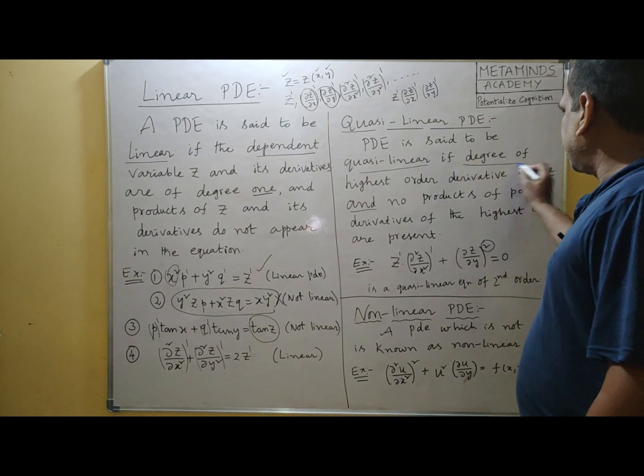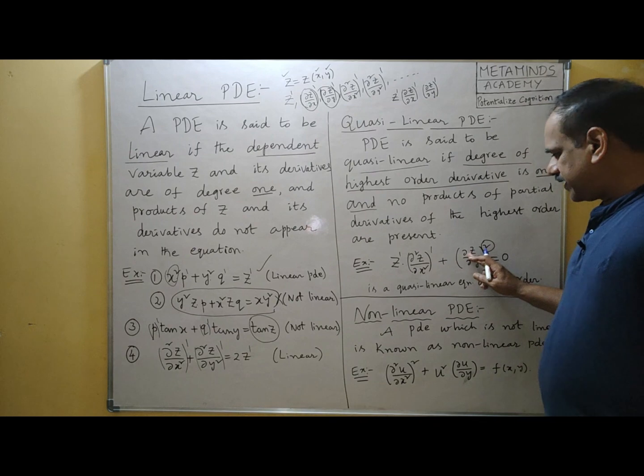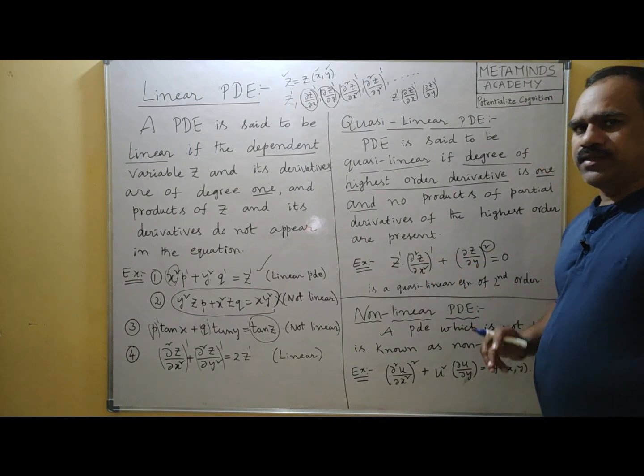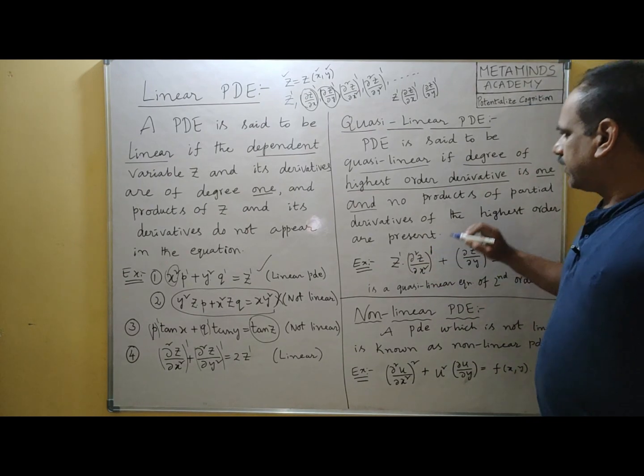We have the degree of the highest order derivative. What is the highest order derivative? This is a first order derivative. This is a second order derivative, ∂²z/∂x². The highest order derivative is ∂²z/∂x², and its degree is 1.